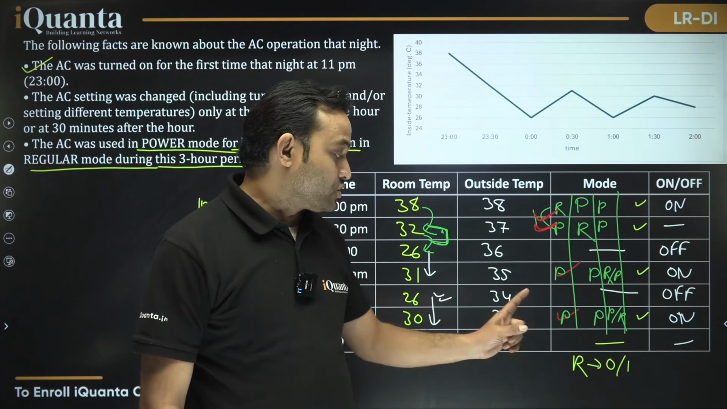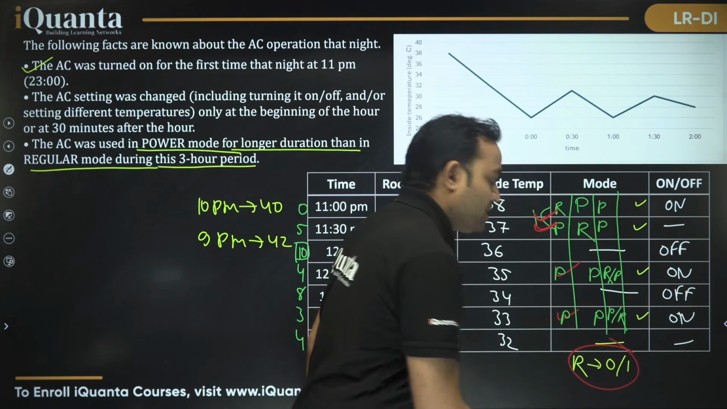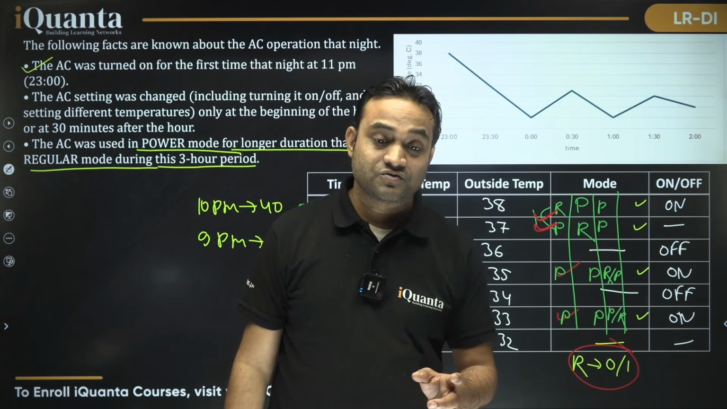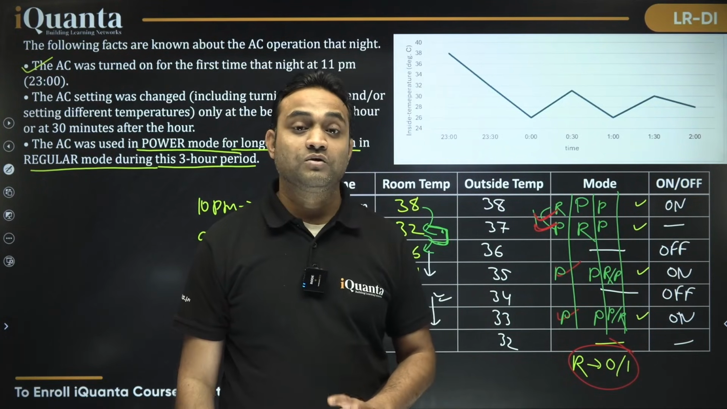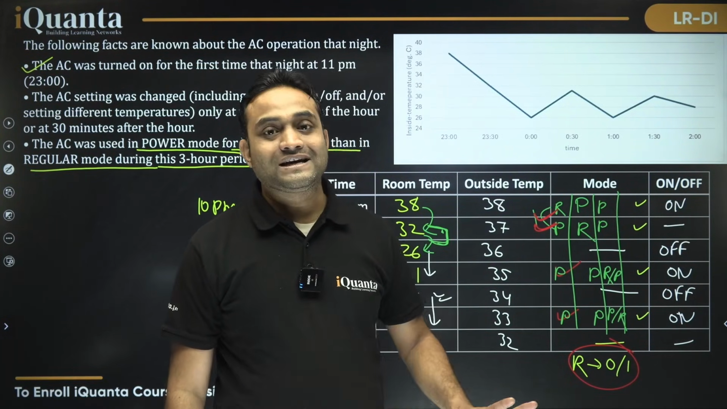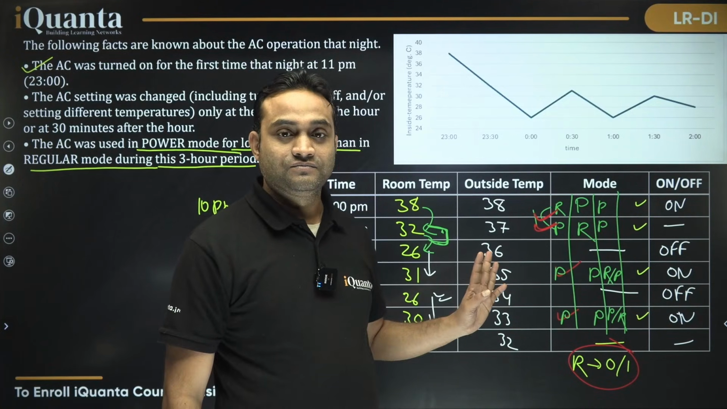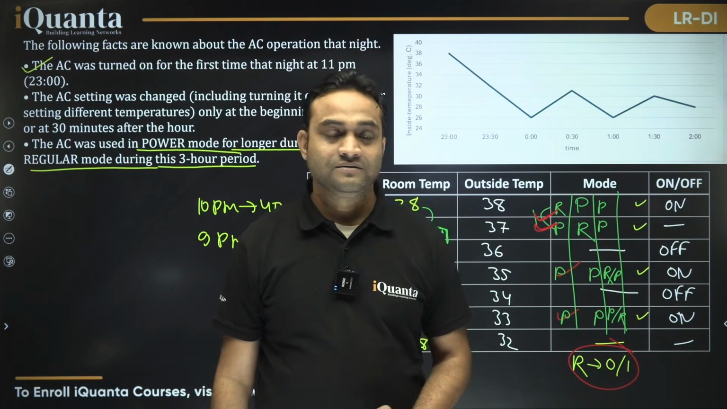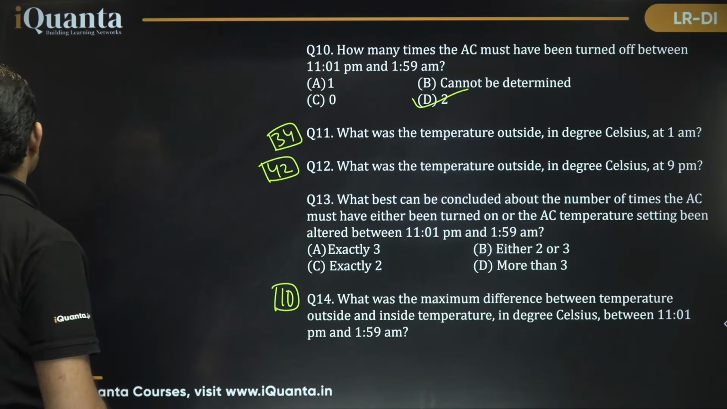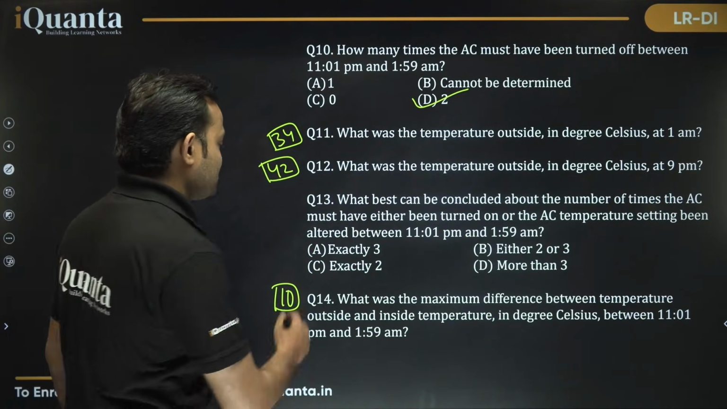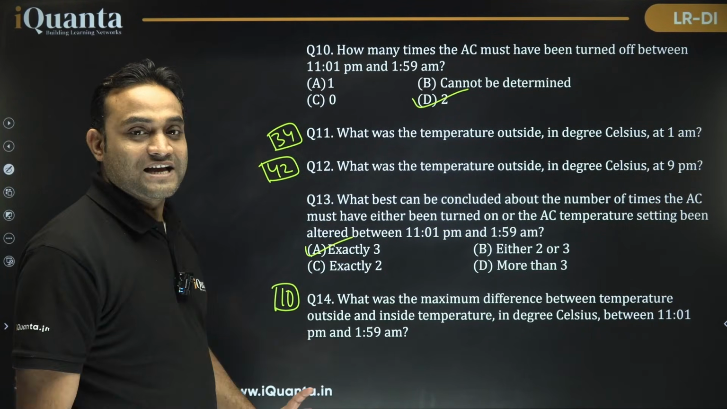We don't know how many slots were for regular modes. It was 0 or 1. But in all the cases, the setting was altered exactly 3 times, right? So the answer for this amazing question is option A, which is exactly 3.